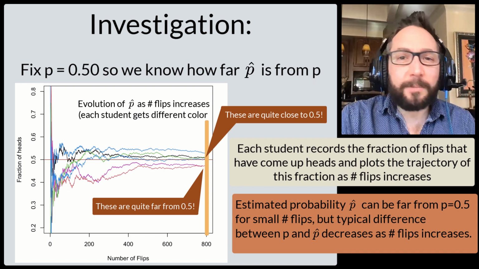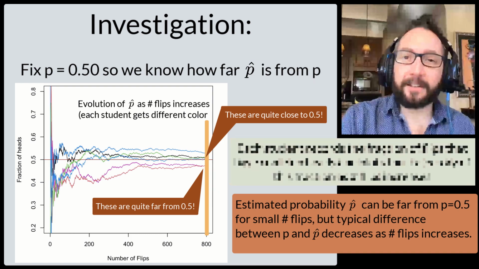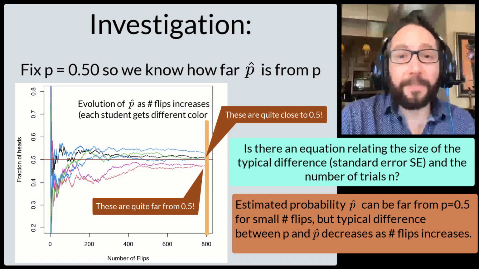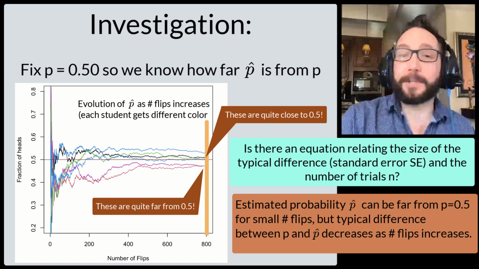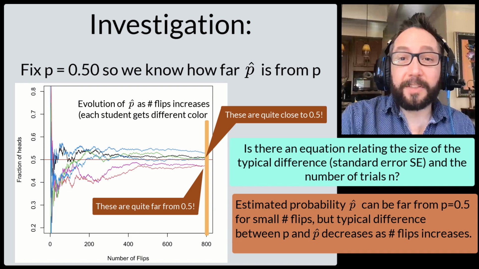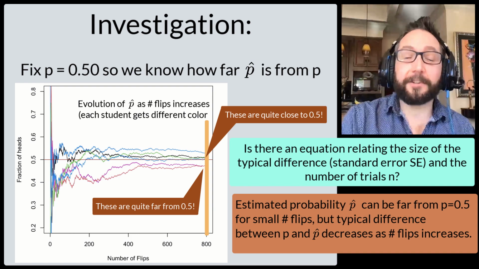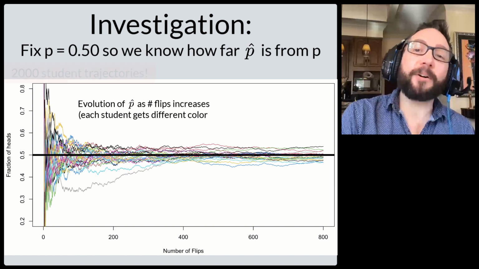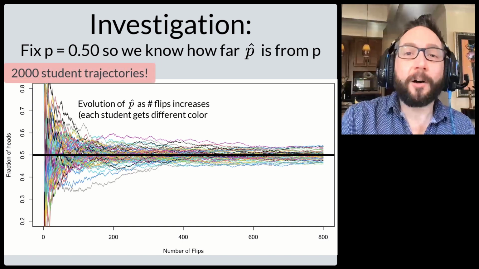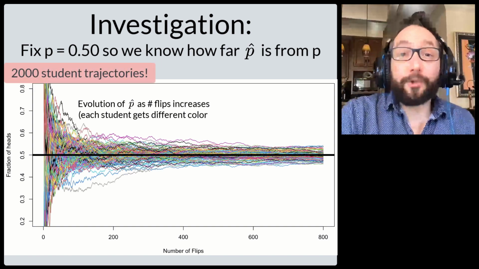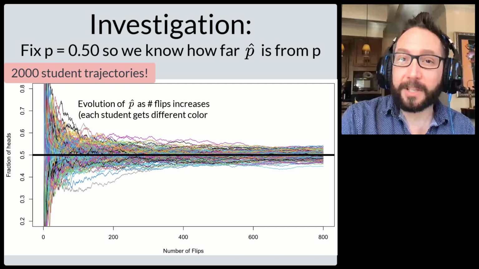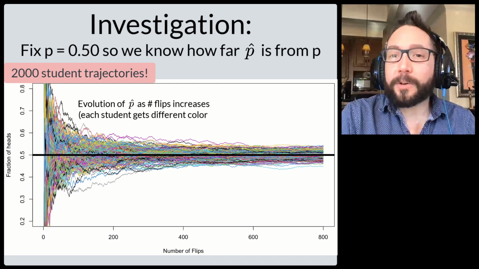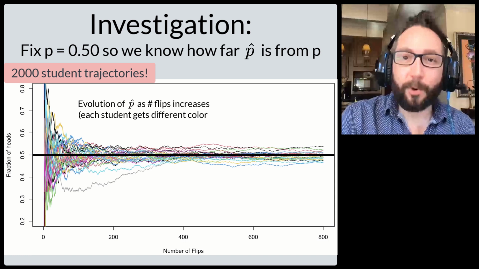So is there some sort of pattern that we can capitalize on? Is there some sort of behavior with the standard error, the typical difference between these p hats and p, with the number of flips that we can discover? So let's extend this investigation and actually have 2,000 intro stat students all do this. Let's have them plot the trajectories of the fraction of coin flips that have come up heads over the course of 800 total coin flips.